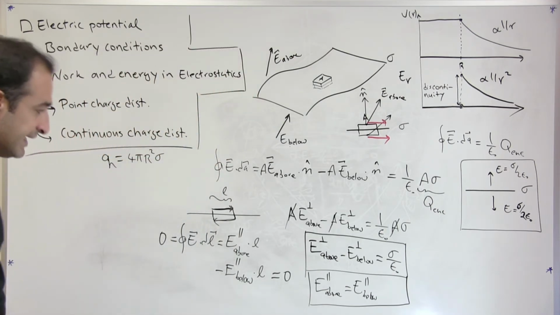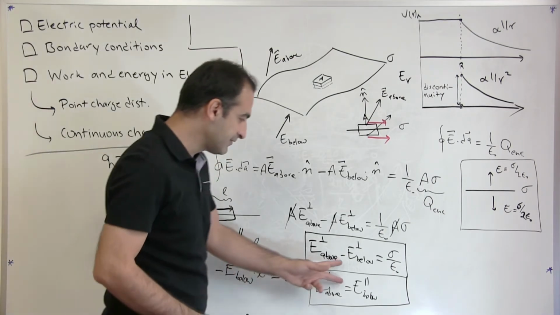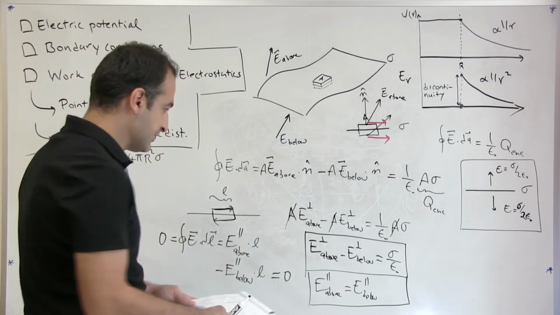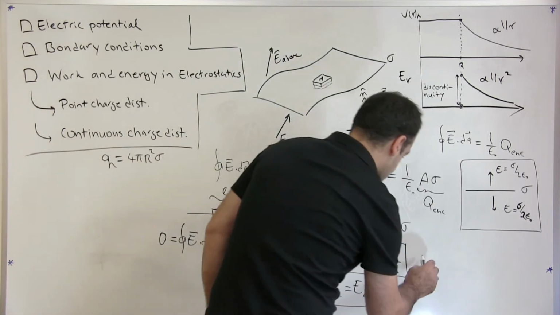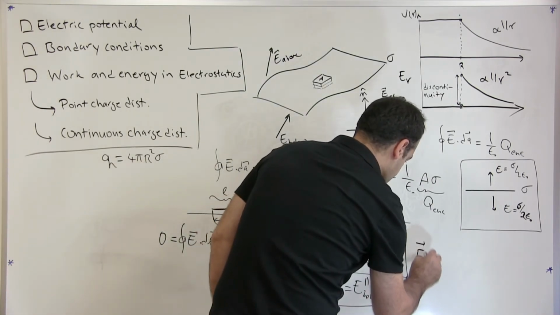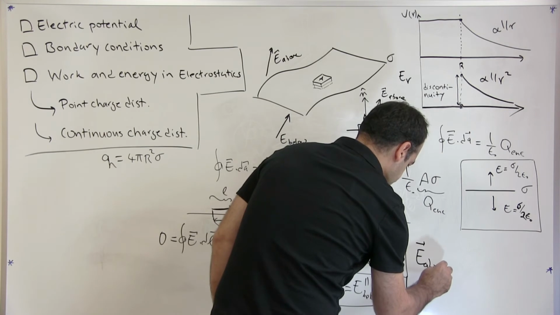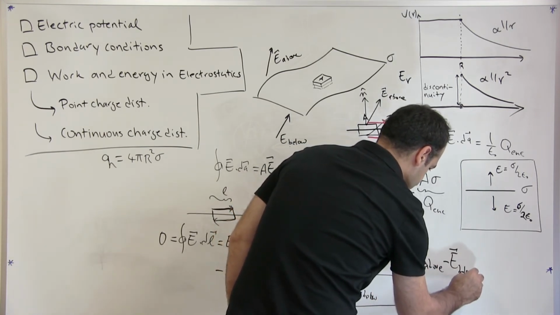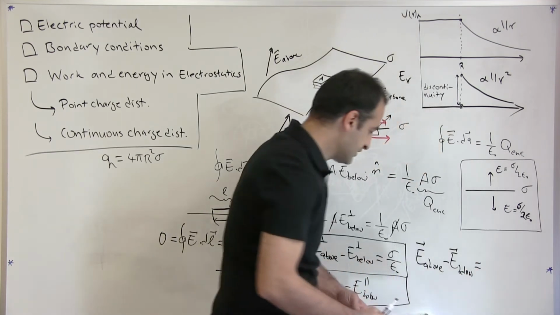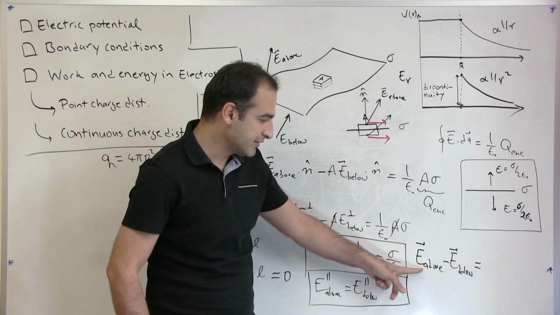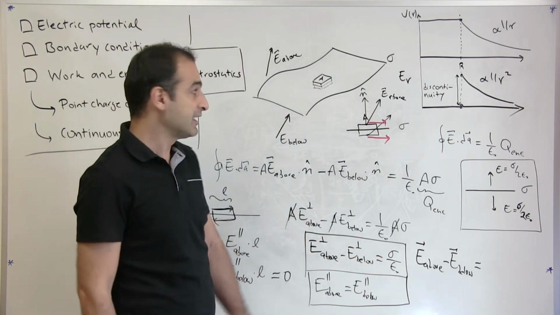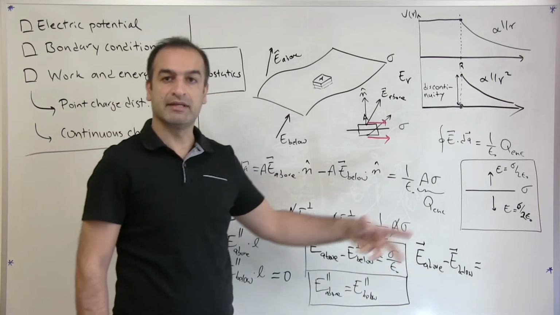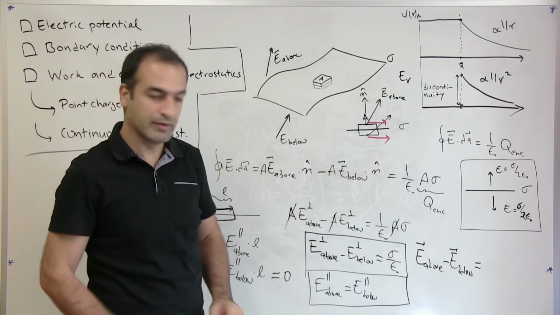Okay. And there's a nicer way to combine both of these two using the vector notation. And that is, you can write E above minus E below. So this is the vector notation of whatever E we have above, and that is not normal, that is not tangential. This is a combination of tangential and normal components.